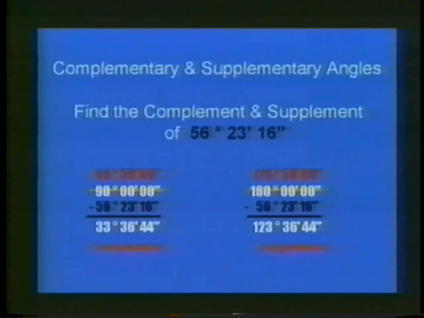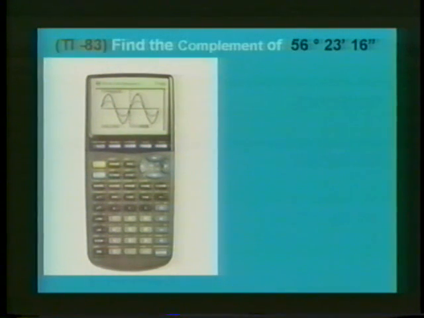Let's try doing it with a calculator. That might be a little bit easier. I'm going to first show you how to do it with the TI-83, then we'll do it with the TI-82, because they're a little bit different. We're trying to find the complement of 56 degrees, 23 minutes, 16 seconds. We already know the answer, but let's do it. Hopefully it'll be easier with the calculator.